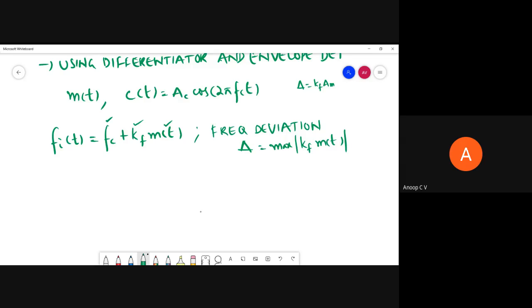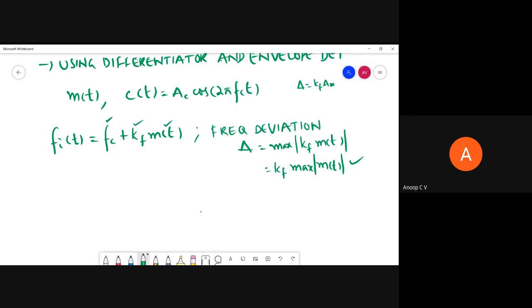So this kf you can take out. This will be equal to kf into the maximum magnitude of m(t). This concept we have used in AM. We solved a problem in AM, if you remember, where we defined the modulation index like this. Here the frequency deviation, that is the maximum deviation in frequency with respect to fc, can be defined like this. You can keep this in mind.